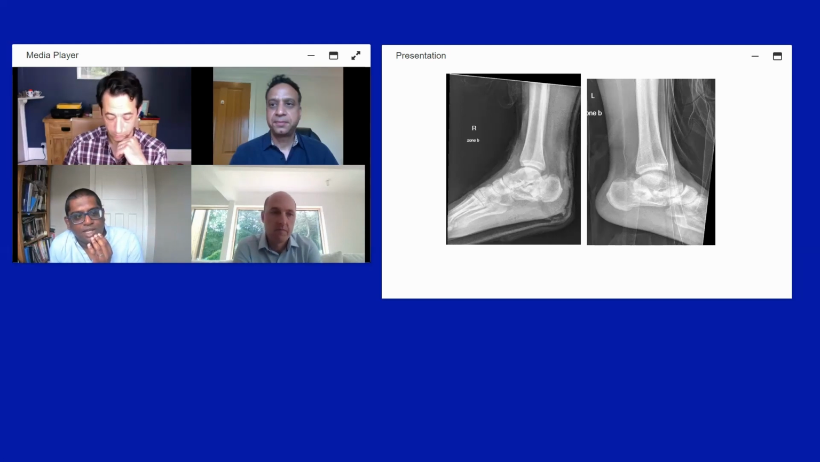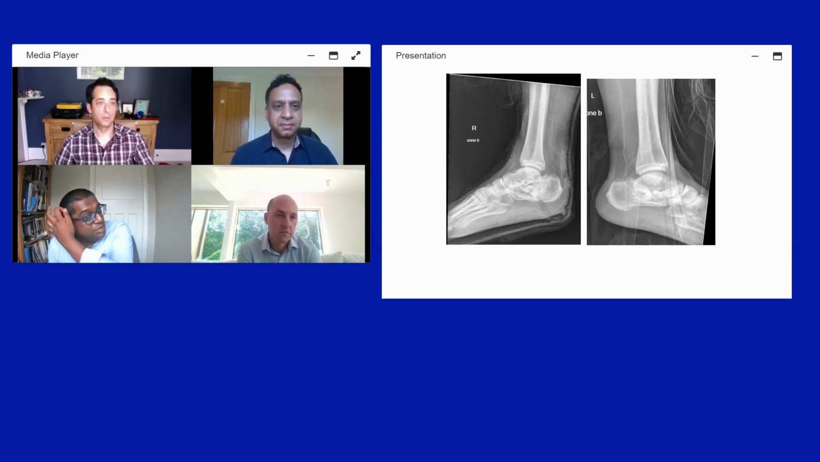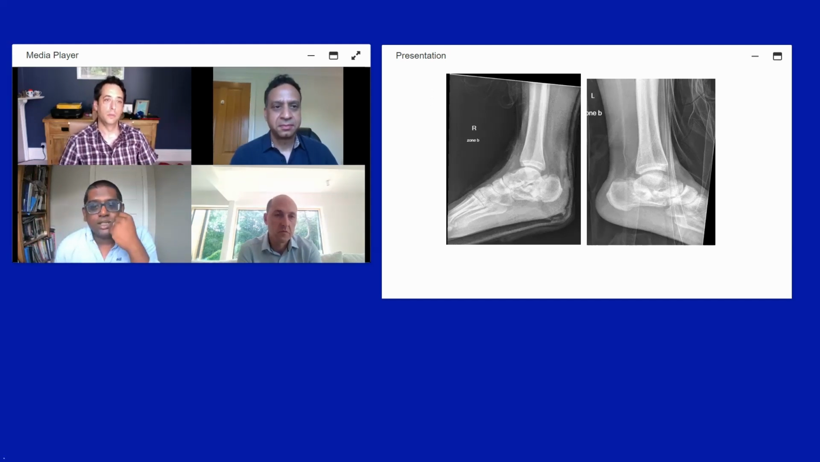Some great cases. I always love these things because I learn bits as much as everyone else. And so just before we move on, I wanted to say one of the things we probably don't use as much, which I've started doing more, is an AO distractor, which can really help. You can either put it medially or laterally. It can really help with that hindfoot varus and jacking out to have room to elevate bits.